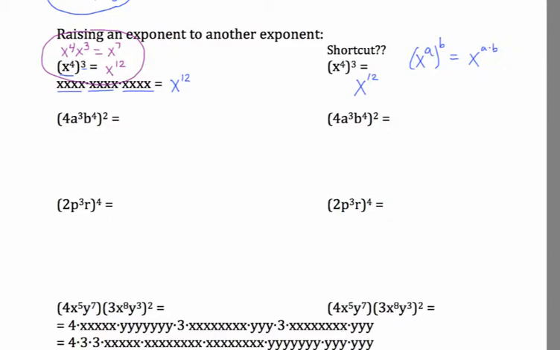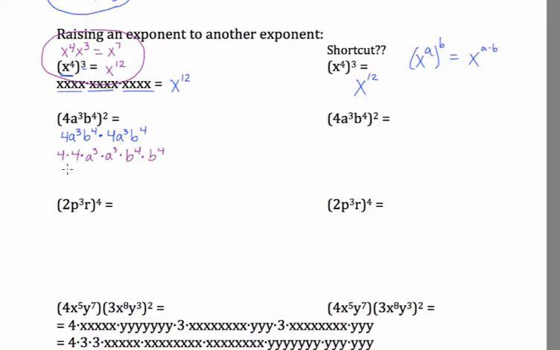Okay, so let's take a look at a little bit harder problem. First, I want to draw it out so you see where this comes from. All right, first off, if I have 4a to the third b to the fourth squared, that means I'm taking 4a to the third b to the fourth times itself. And that's what it means to square something. Okay. Now, if I rearrange the order, put the numbers next to each other, the a's next to each other, the b's next to each other, now I can simplify this.